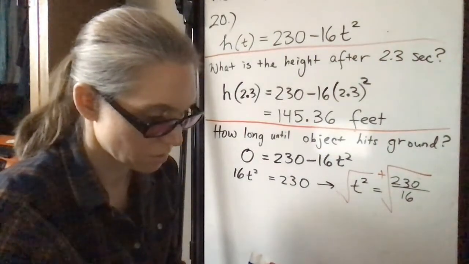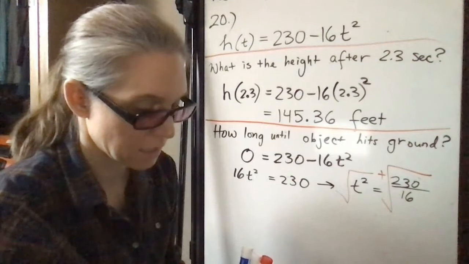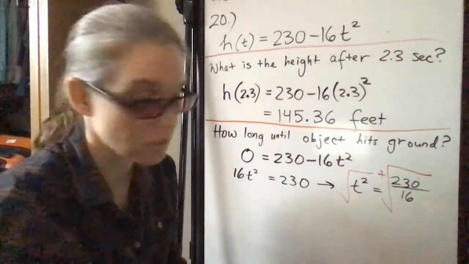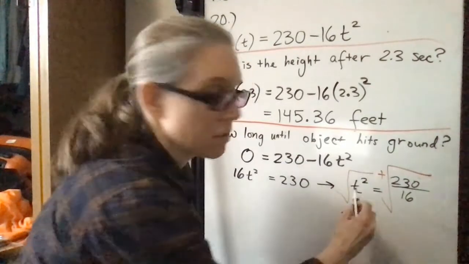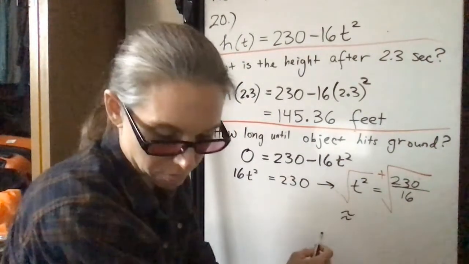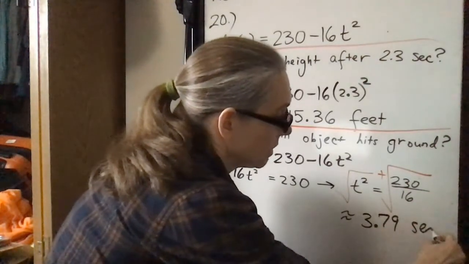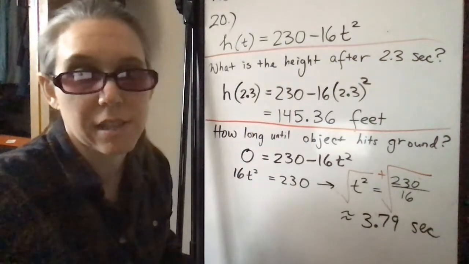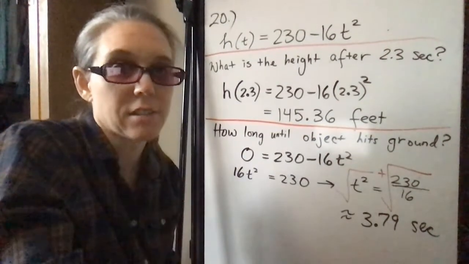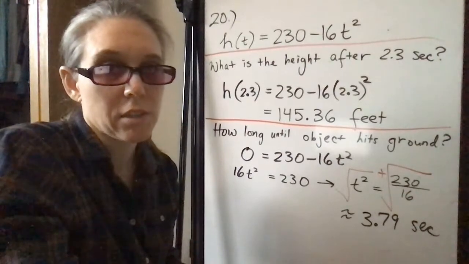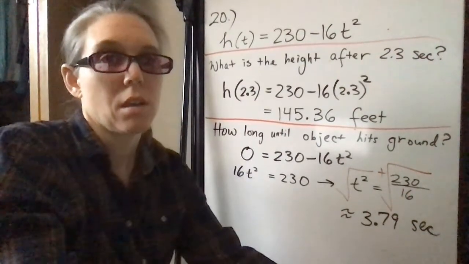You can then take 230 divided by 16, take the square root of that, and you get a decimal approximation. Remember, you get to round to 2 decimal places, so I have 3.79, and that is in seconds. What that means is it takes 3.79 seconds for the object to hit the ground. You round to 2 decimal places.